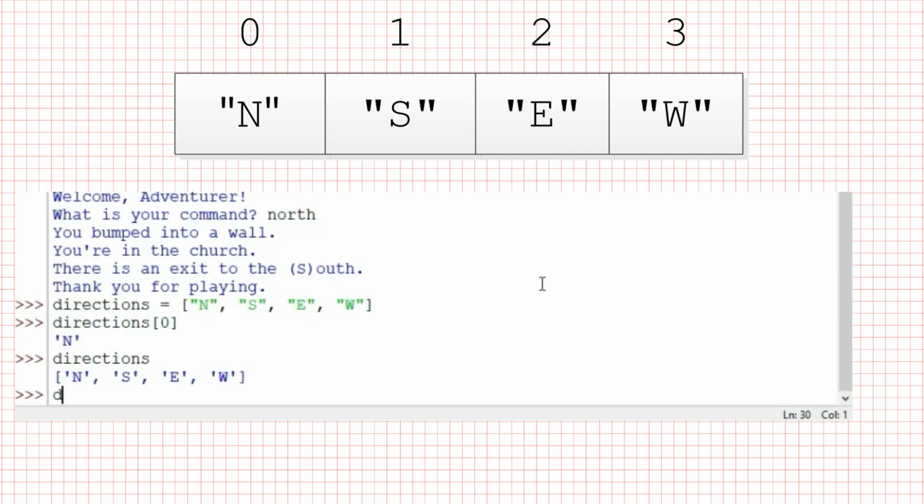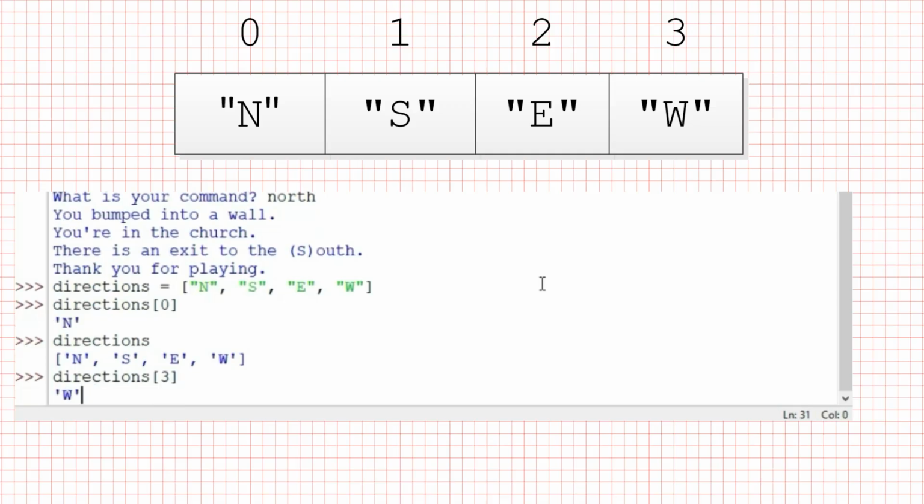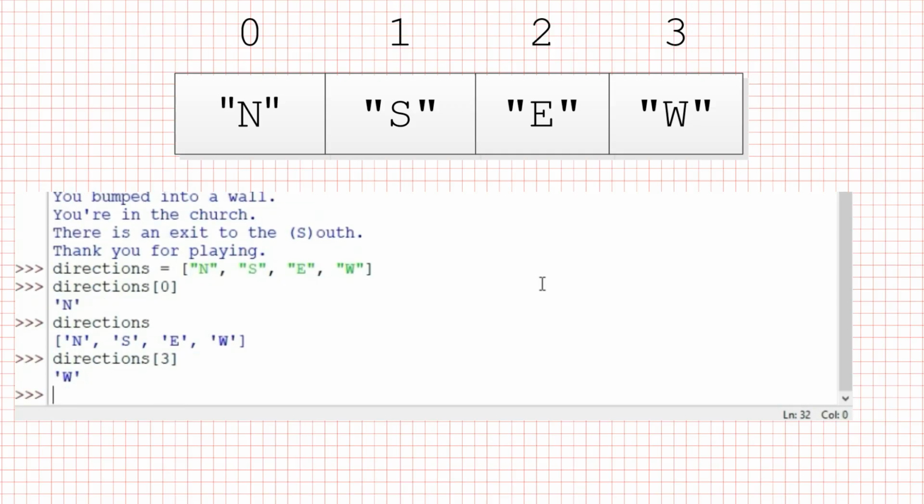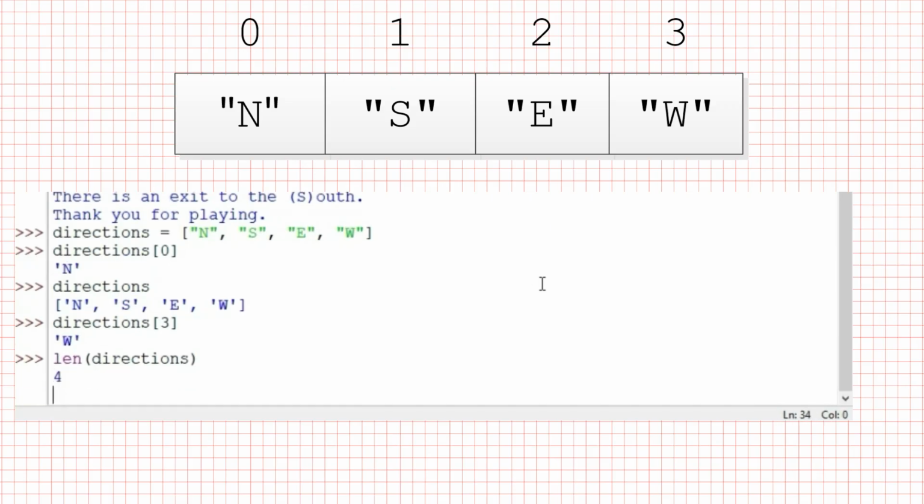If you guessed 3, you're correct. Directions 3 is W. As with strings, I can get the length of the list with len. So len directions evaluates to 4. As with strings, because lists begin indexing at 0, the index of the last element is the length of the list minus 1.